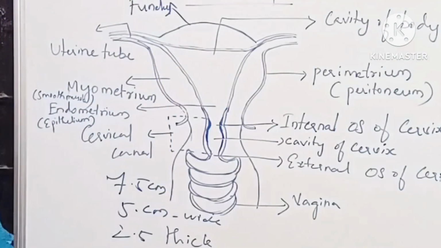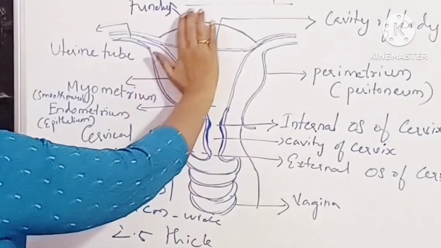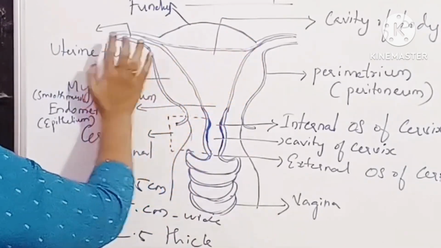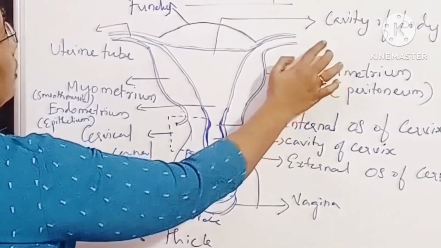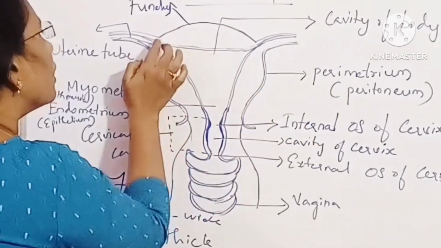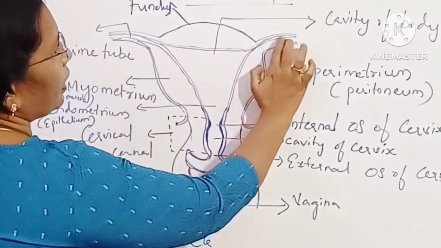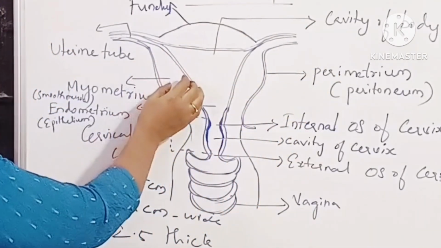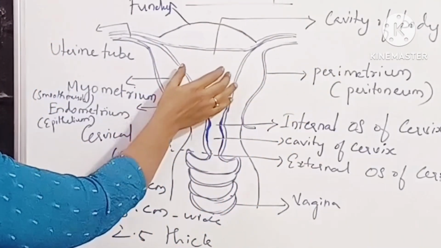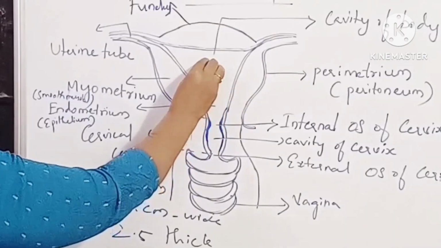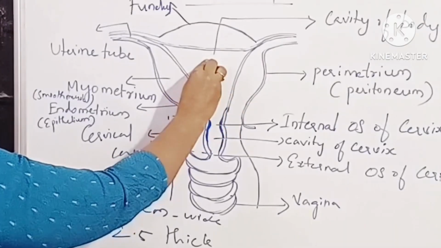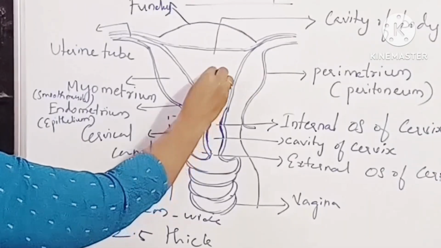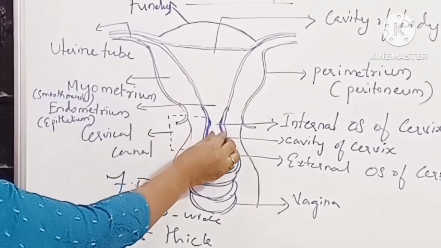Next we can see the fundus. The fundus is the dome-shaped part of the uterus above the opening of the fallopian tubes. In the fundus only, the fallopian tubes open. Next we can see the body. This is the main part. It is narrowest inferiorly, continuous with the cervix.